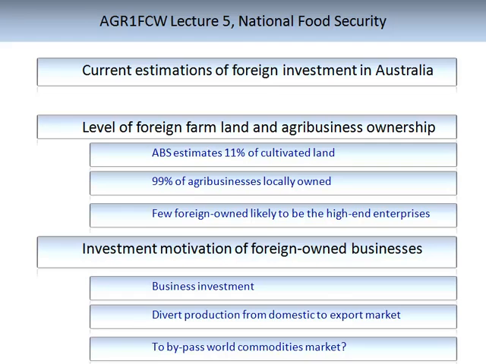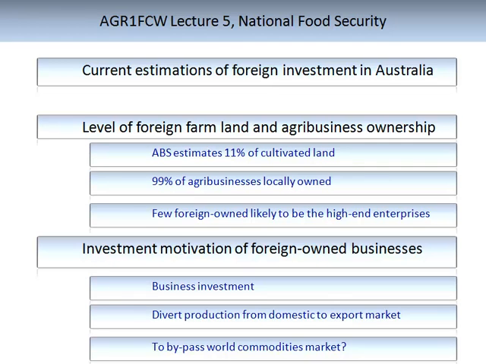So let's have a look at some current estimations of foreign investment in Australia and see how far the issue is, if it is indeed an issue. The level of foreign farmland and agro-business ownership is estimated at 11% of cultivated land by the ABS. It is estimated that 99% of agro-businesses are owned locally and not by foreign investors. The few foreign-owned investors are likely to be high-end enterprises.